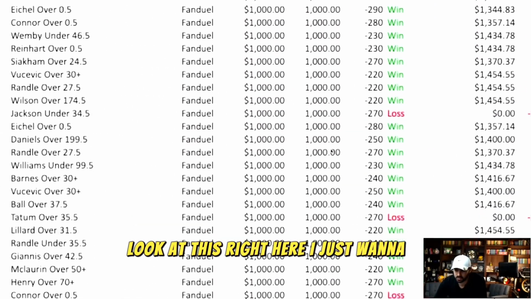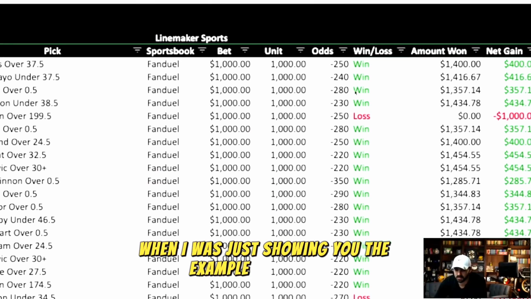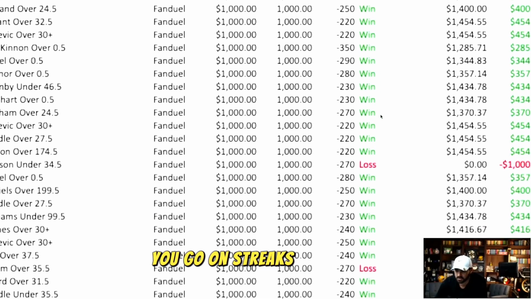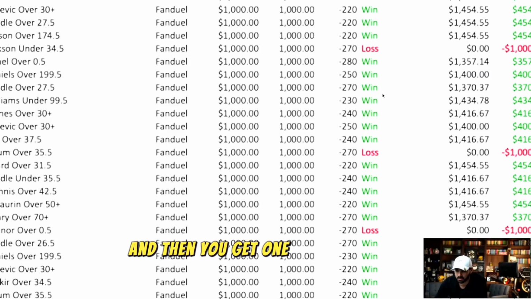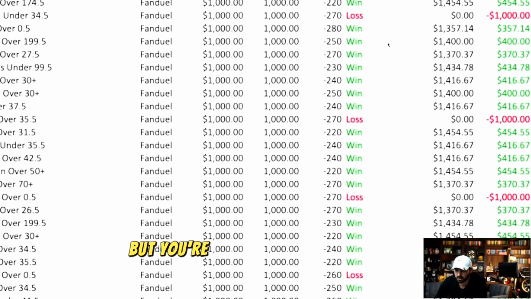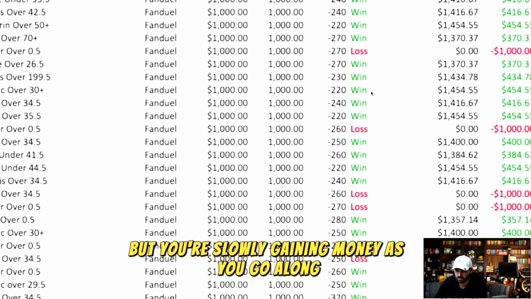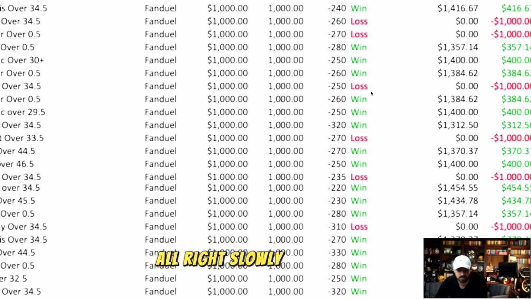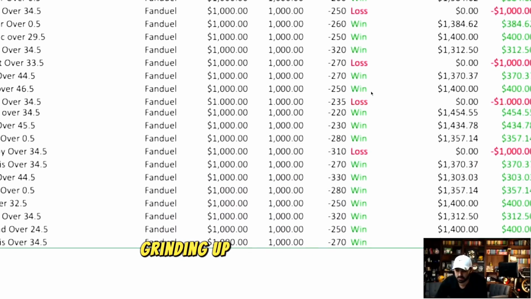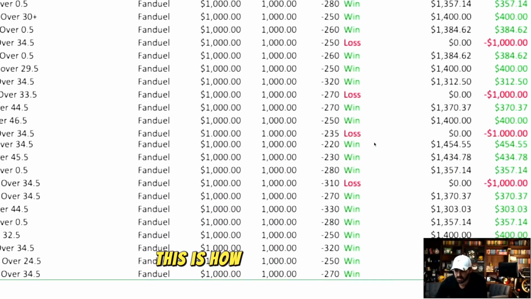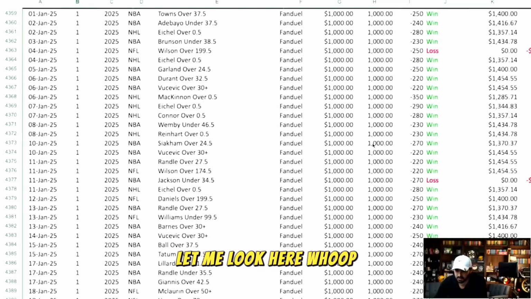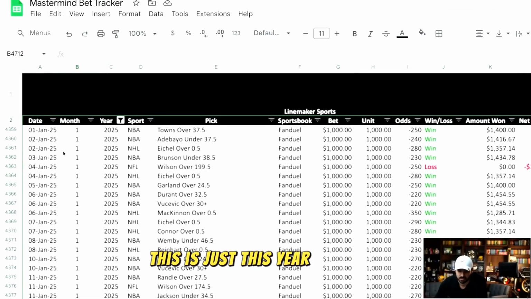Look at this right here. When I was showing you the example of the odds and how you correlate them, like if you lose one, you have to win three to recoup, this is what I'm talking about. You go on streaks of winning, and then you get one loss here, one loss here, but you're slowly gaining money as you go along. As you're riding this train, you're slowly grinding up the mountain. That's what it is. This is how you win. And this is just this year.